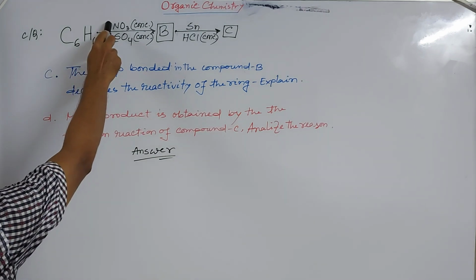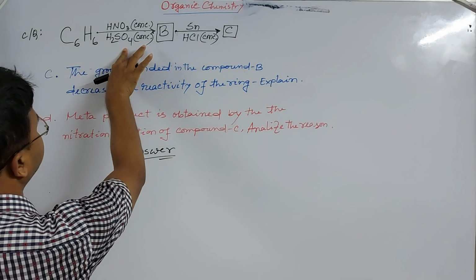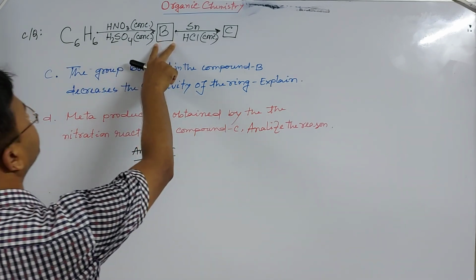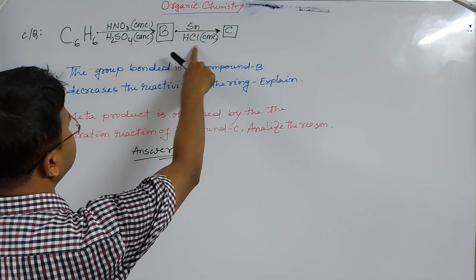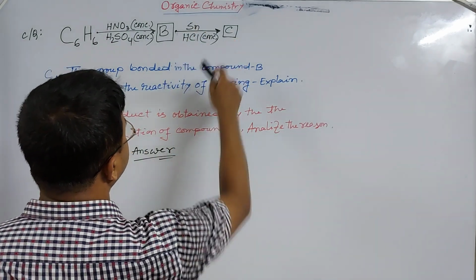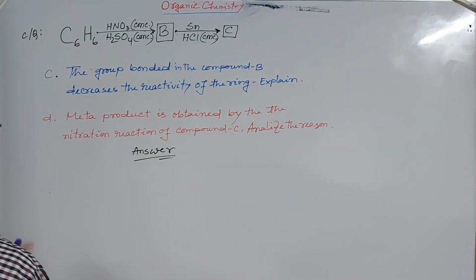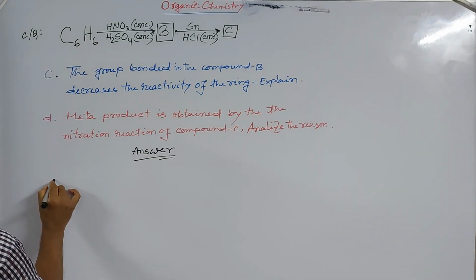Benzene reacts with nitric acid in the presence of concentrated sulfuric acid to produce B compound, and B compound reacts with the mixture of stannous and concentrated hydrochloric acid to produce C compound. So first I would like to write the reaction of the stem.